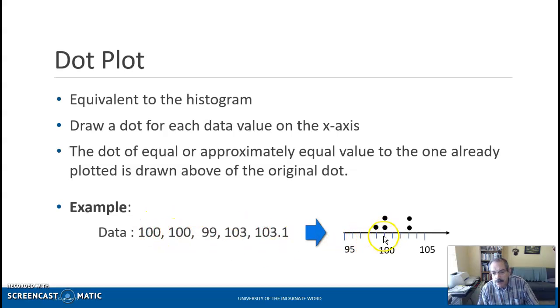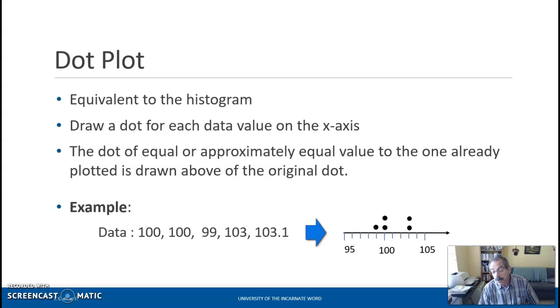So on 100, you see 2 dots. Then we have a 99 value, you see a dot on 99. And 103 and 103.1 are very close to each other, and so they are just put one on top of the other, because they're very, very close to each other. So that's the way you construct a dot plot.